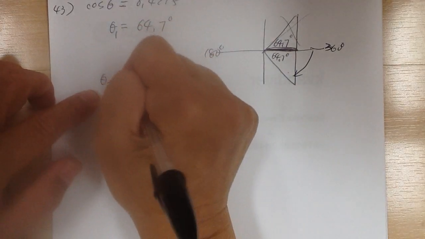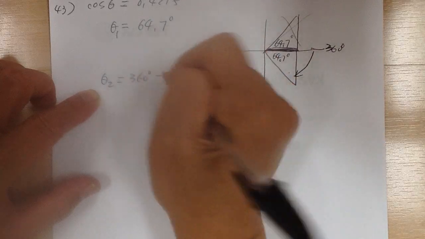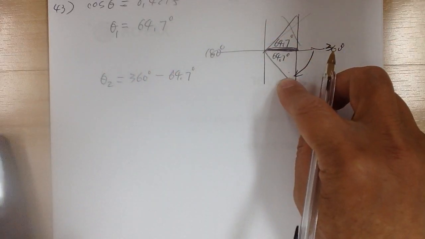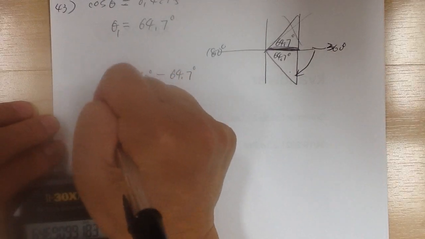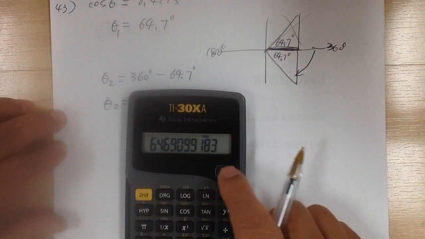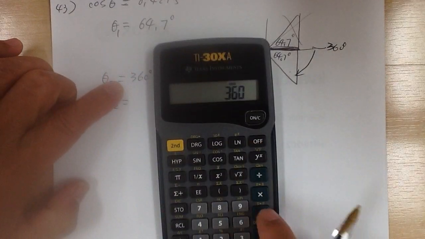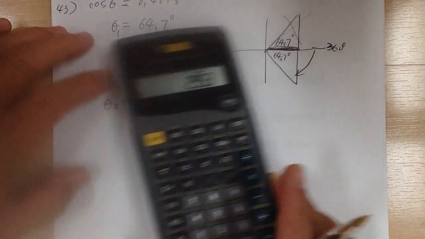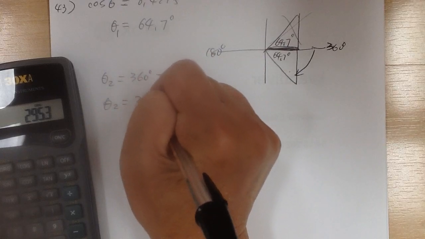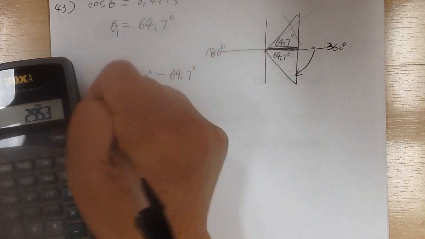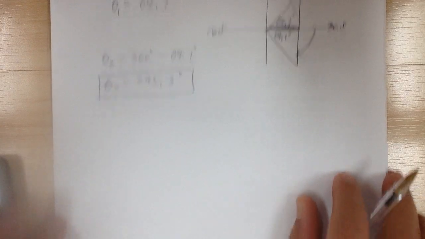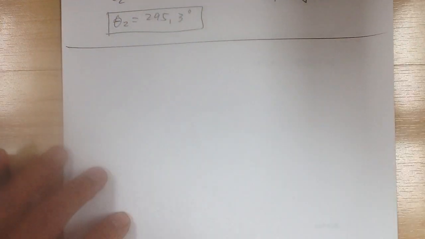So theta 2 would be 360 minus 64.7 degrees, because that's how much you have to go. So theta 2, the one you're looking for, would be 360 minus 64.7. And this will give you 295.3 degrees. Okay, let's go to 45.